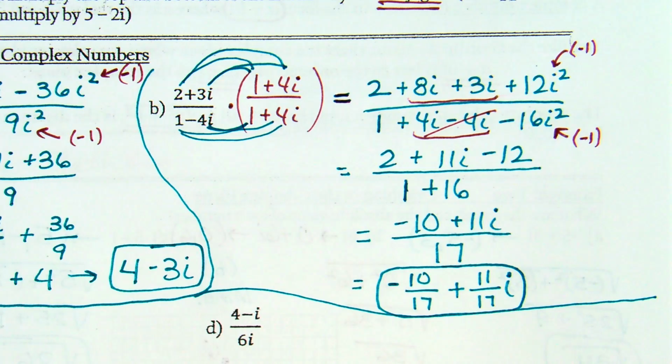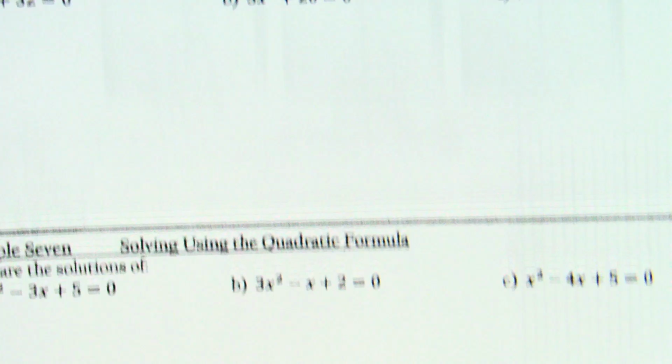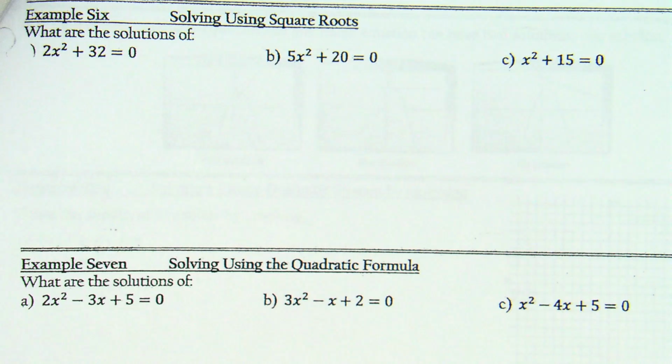Although I think we're doing okay on time, let's go ahead and flip to the back because we haven't solved any equations yet. Technically, these are methods you've already seen. Example 6 comes from lesson 4.6. Example 7 comes from lesson 4.7.